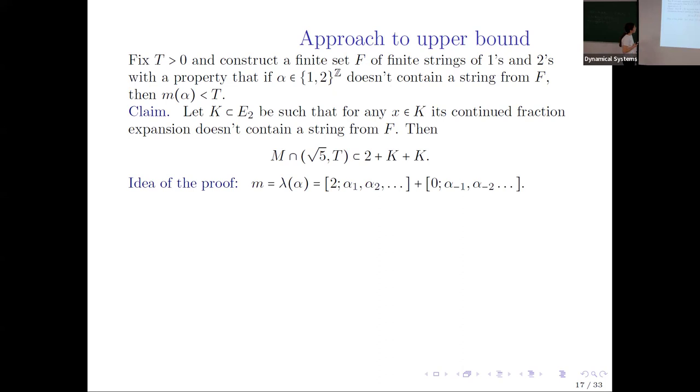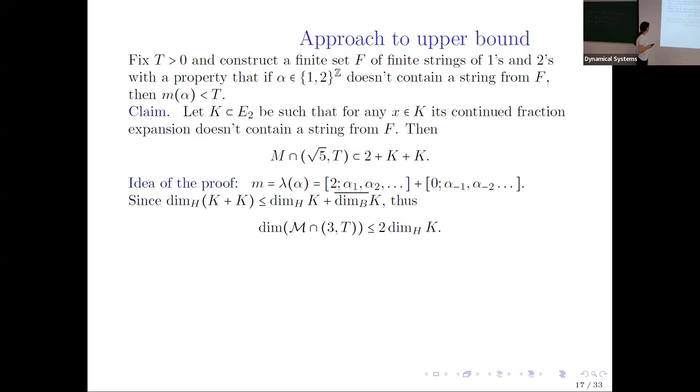The idea is that if you take a Markov number which is equal to some value of the Gauss sequence, then the dimension of the sum is going to be no bigger than the sum of the dimensions of the components. And then the dimension of the Markov set in the intersection should be at least twice the Hausdorff dimension of the Gauss–Cantor set.